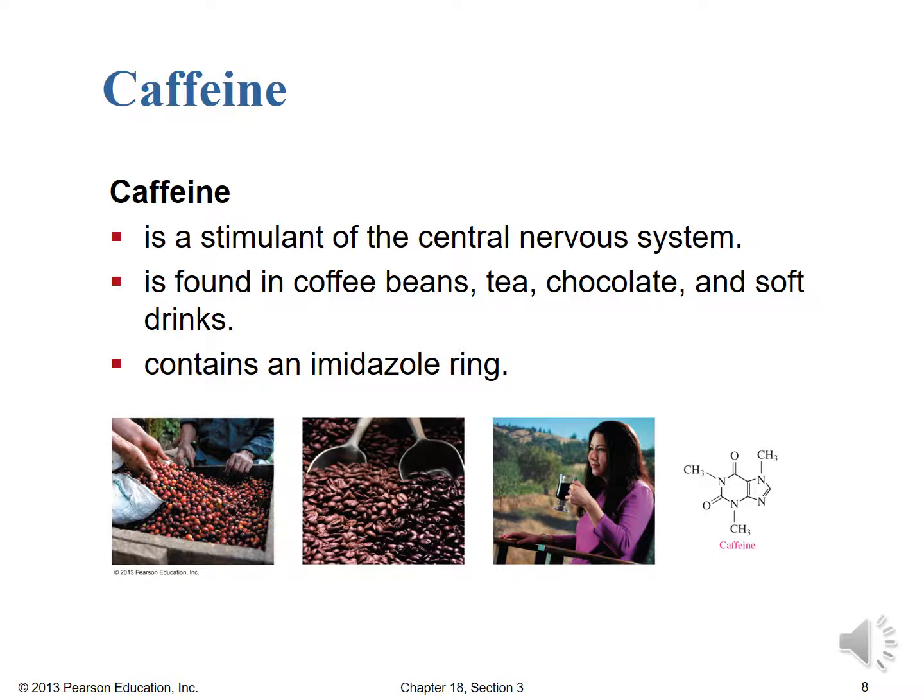Here's another alkaloid, caffeine, and again, it's not quite as damaging as nicotine, but it's quite addictive, and certainly many of us have this addiction. It's a stimulant of the central nervous system. A lot of people can't start their day without their daily dose of caffeine because of those stimulant properties. It's found in coffee beans, tea, chocolate, soft drinks, colas in particular, and it contains an imidazole ring. So that's one of our heterocyclic amines, and that's why we show that in the caffeine structure to the far right, as well as some people enjoying their beans, and then finally a young woman enjoying a nice cup of coffee.